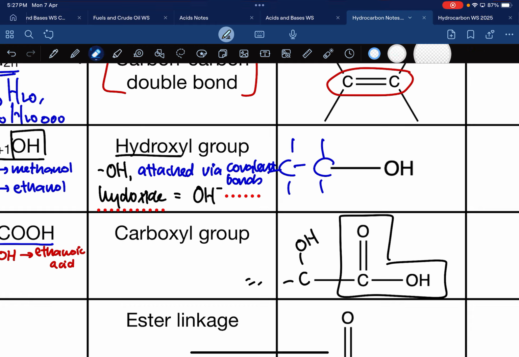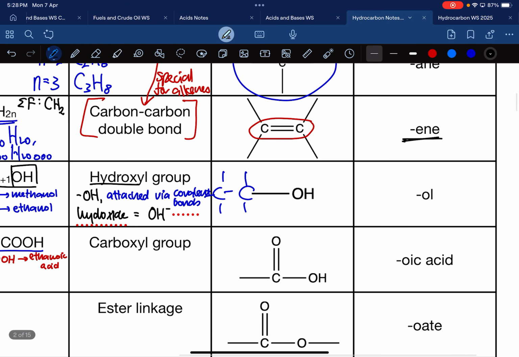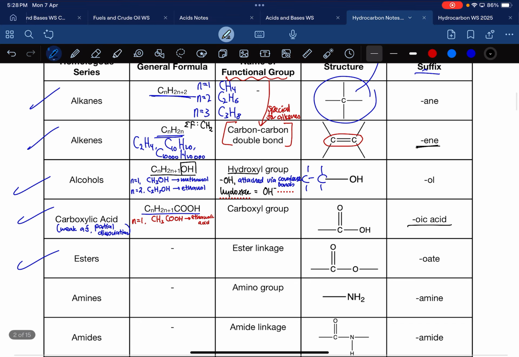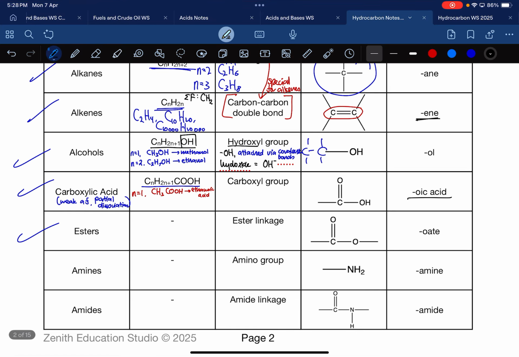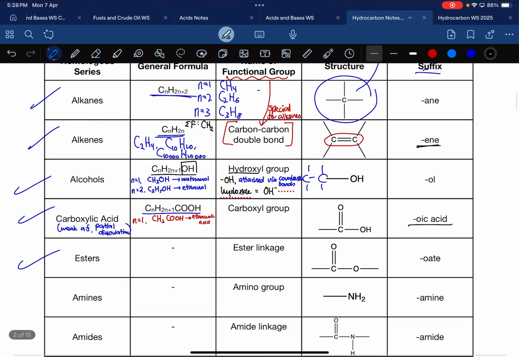Understand? Okay? So we are never ever going to merge our different functional groups together. Following? Okay, name carboxylic acid, right? Oic acid, ethanoic acid, propanoic acid, all this kind of stuff. Good stuff? Esters we'll go through when the time comes. I won't do it now. Any questions?